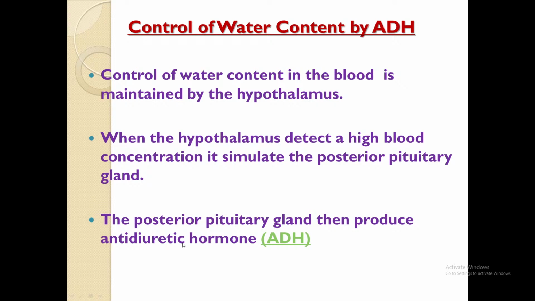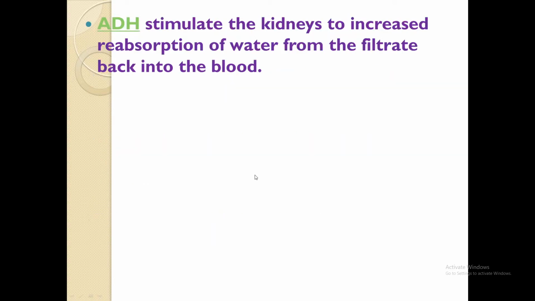So that's why it will now pass on the information to the posterior pituitary gland, which will now produce a hormone that is known as antidiuretic hormone. So let's move on to the next slide and see what this antidiuretic hormone is responsible for doing.